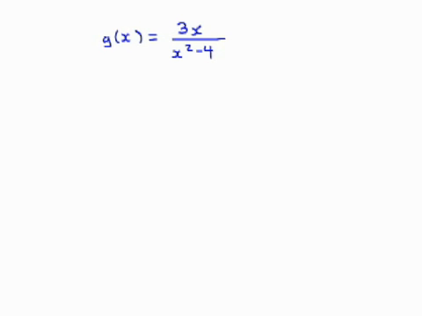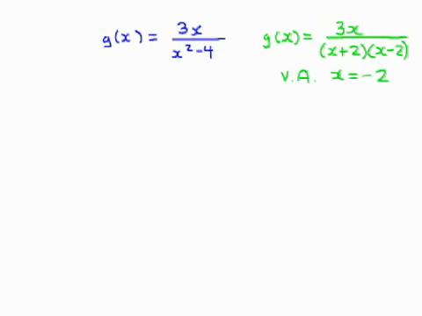What I'm going to start by doing just off to the side is I'm going to rewrite that function in a manner such that I have factored the denominator. So g of x is going to equal 3x divided by x plus 2 times x minus 2. In this factored form in the denominator, what we can quickly recognize is that this function has two vertical asymptotes. The vertical asymptotes being at x equals negative 2 and x equals positive 2.